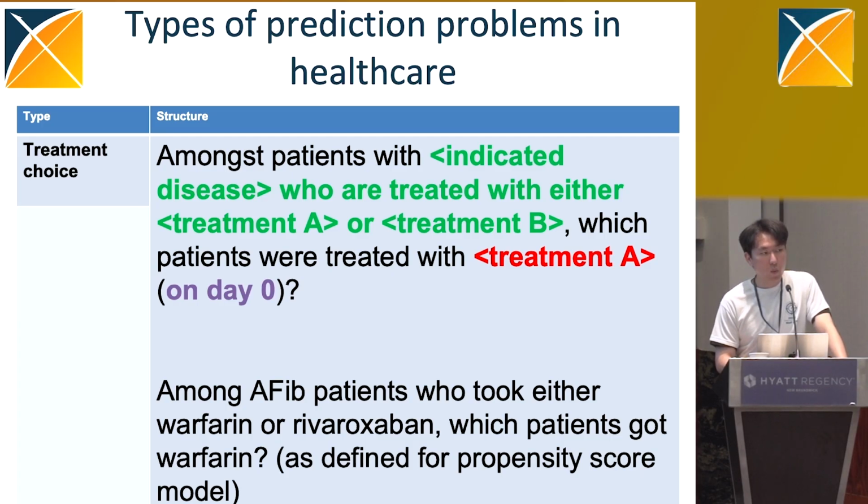And when it comes to treatment choice, we can frame our question like this. Among patients with a certain disease who are treated with either treatment A or treatment B, which patients end up receiving treatment A on day 0? That is actually exactly the same as the definition of a propensity score model. So, for example, among patients with atrial fibrillation who took either warfarin or rivaroxaban, which patients got warfarin, something like that.